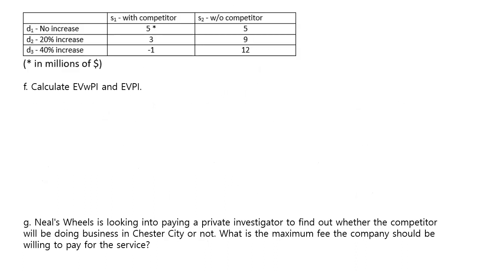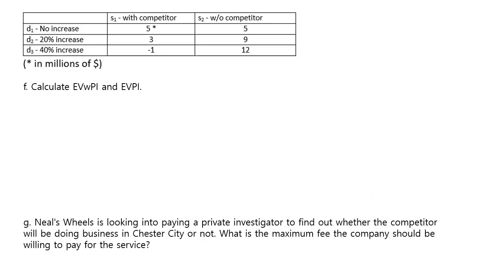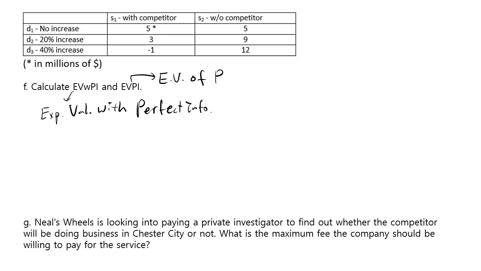Alright, now let me tackle a slightly harder concept than just the expectation value. There's something called EVwPI, and this means expected value with perfect information. On the other hand, EVPI means expected value of perfect information.